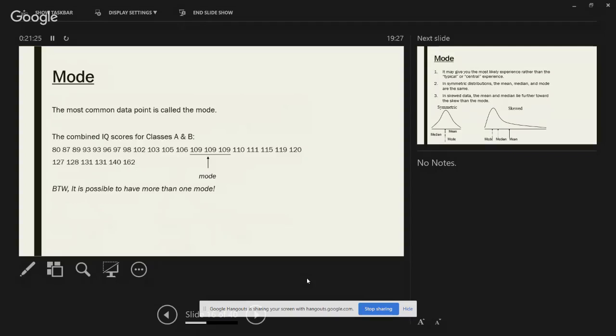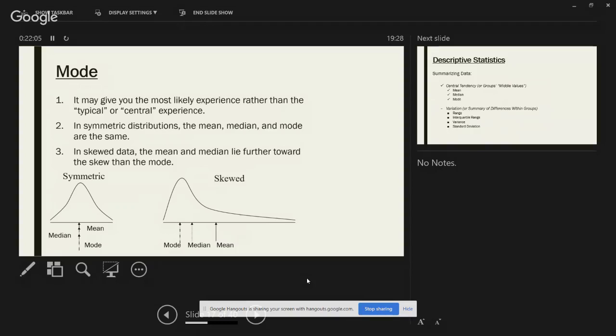So we can say that the mode IQ for class A and class B combined is 109. And it is possible to have more than one mode. Since we have three repetitions of 109, that is the maximum, so right now the mode is 109. But had 106 been repeated four times, then 106 would have been the mode. And if 106 were repeated three times, we would have two modes, 109 and 106. So that is what mode is all about.